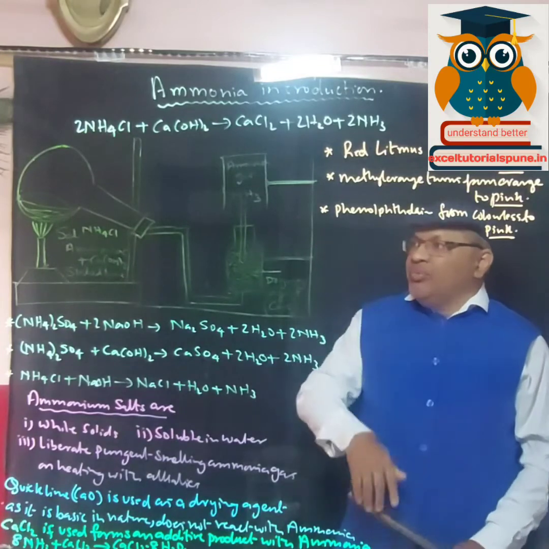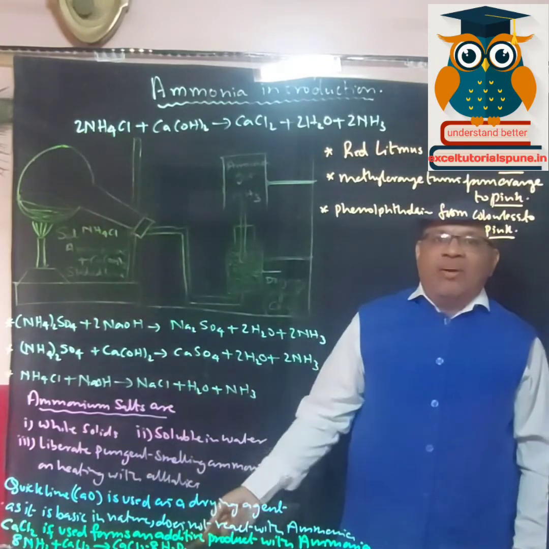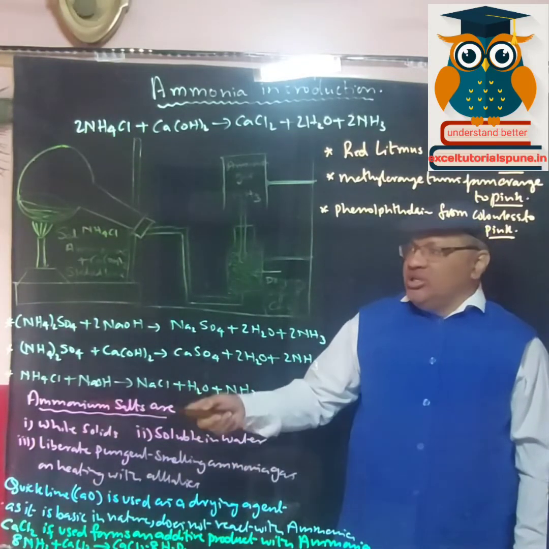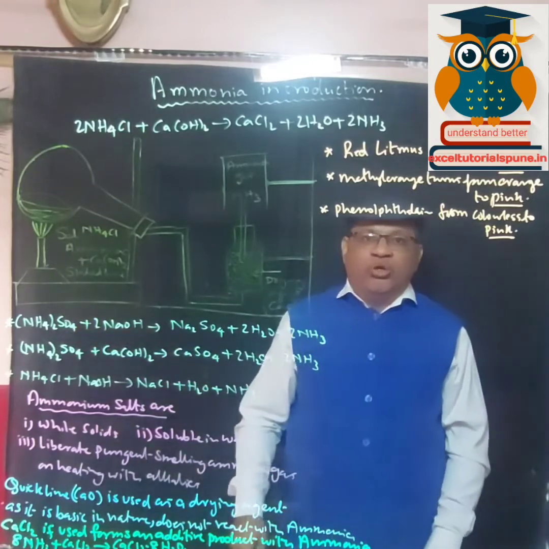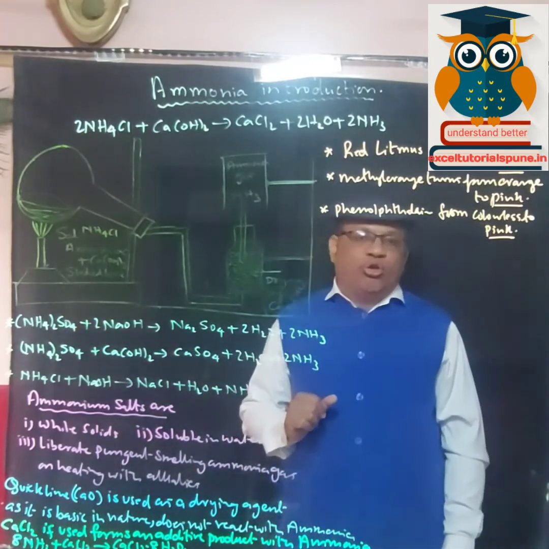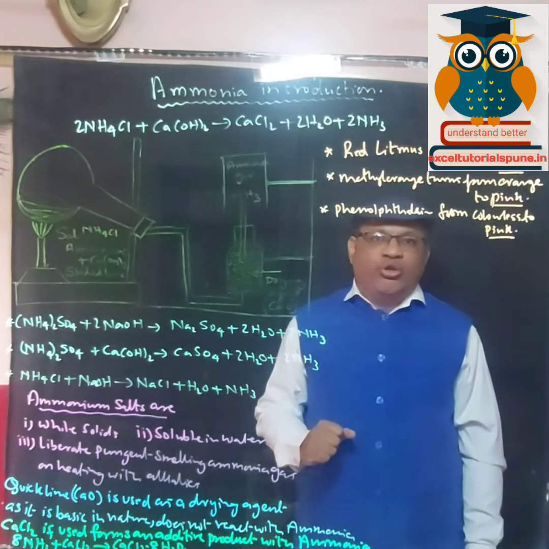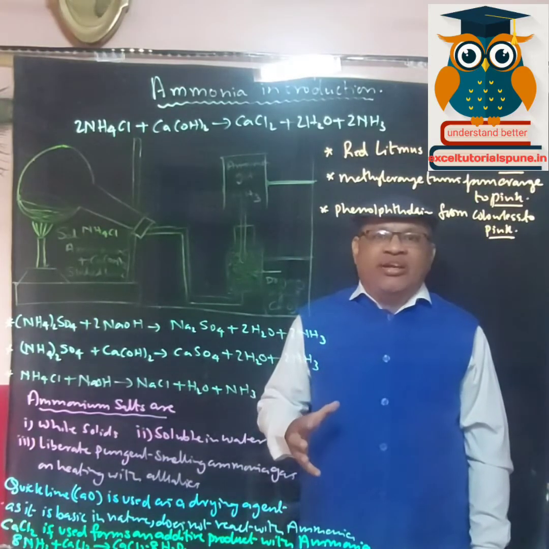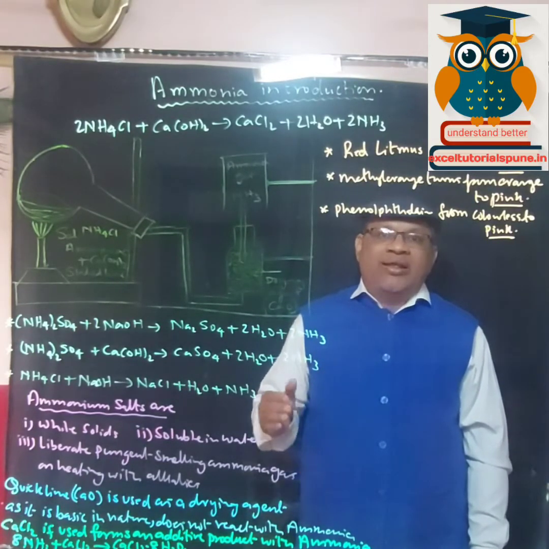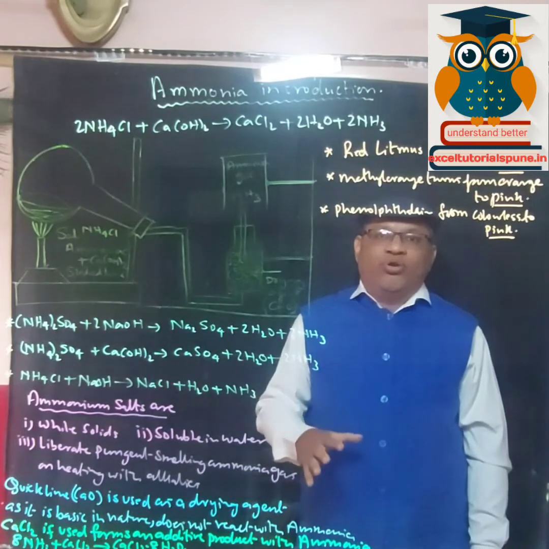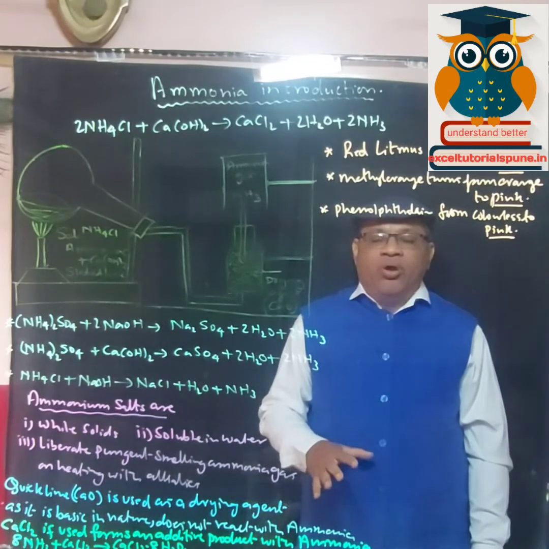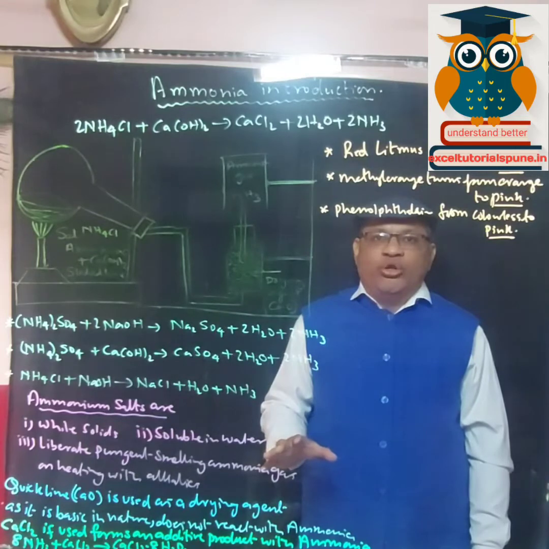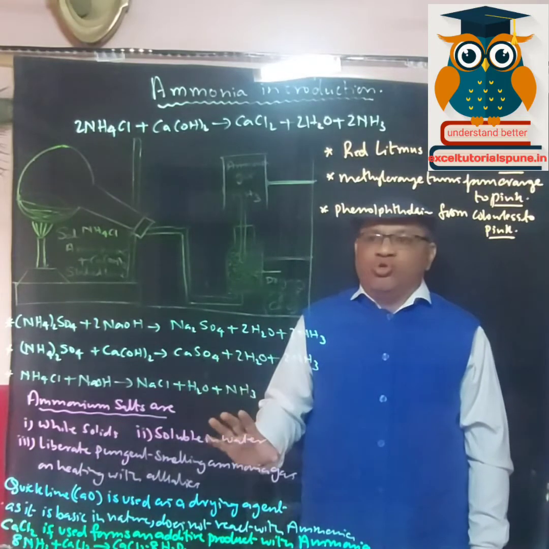Now over here, many other ammonium salts can be used. Ammonium sulfate can also be used, but ammonium nitrate is not used. Why is ammonium nitrate not used? Because it is explosive in nature, and it itself decomposes to form nitrogen and water. So that's why ammonium nitrate is not used, but any other ammonium salt can be used.